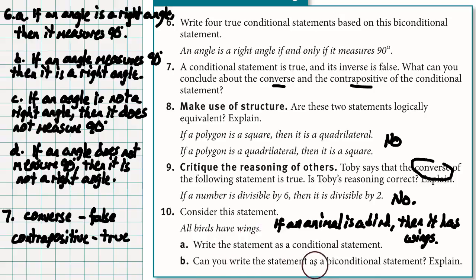Question B, can you write the statement as a biconditional? For this to be written as a biconditional, the original sentence has to be true, and if you make its converse by interchanging the order, it has to be true. Let's think about what the converse would say. If an animal has wings, then it is a bird. Is that true? That's not true, because we can think of counterexamples. We can think of animals that have wings that aren't birds, like insects. And so because the converse is not true, we can't combine them and create a biconditional sentence using the phrase if and only if in the middle.